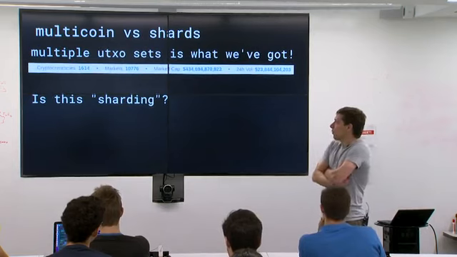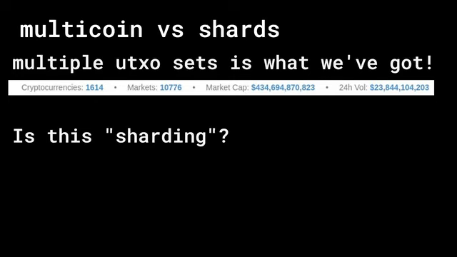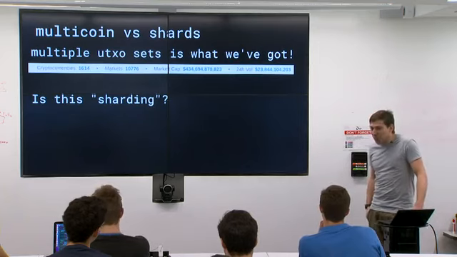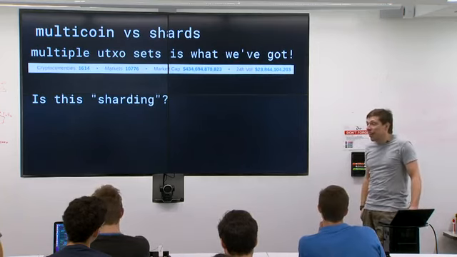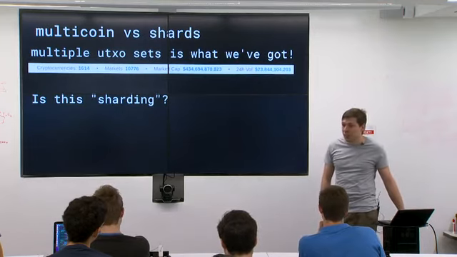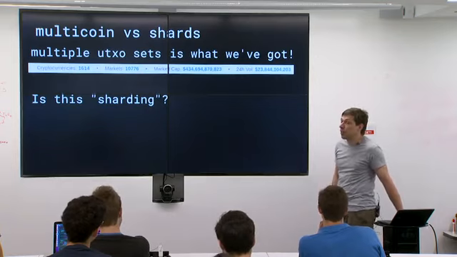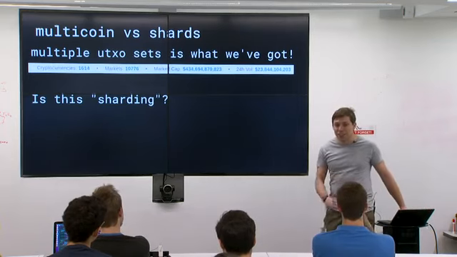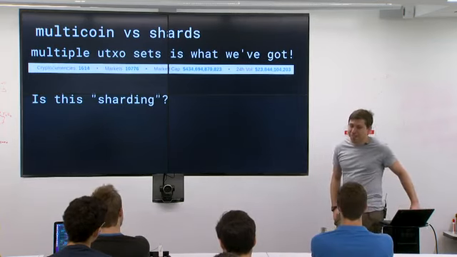We already have multiple UTXO sets, right? So as of this morning, coinmarketcap.com tracks 1,614 different currencies, 10,000 markets. There's supposedly $434 billion going around. Is this sharding, right? It's sort of a joke, but in a real sense, it has taken scalability pressure off of Bitcoin and off of any individual currency because there's so many of them. So if you didn't have Dogecoin, maybe there would be more Bitcoin transactions. But how does this play into the coins that are just running on Ether?